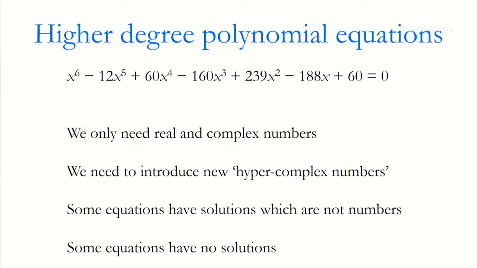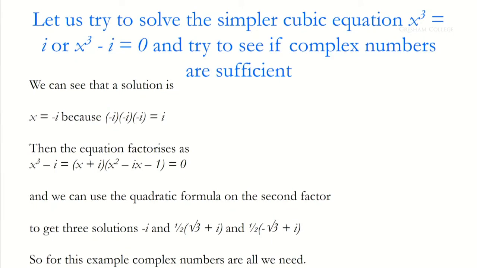So let's see what happens in a simpler example. We know that real and complex numbers are enough to do quadratics. Let's go one step up and let's try cubics. Let's try a particular cubic. Let's try the cubic equation x cubed equal to i, or x cubed minus i equal to 0, and try to see if complex numbers are sufficient.